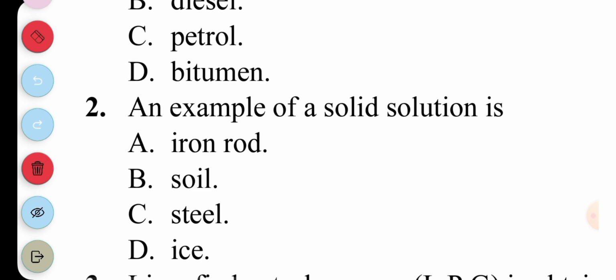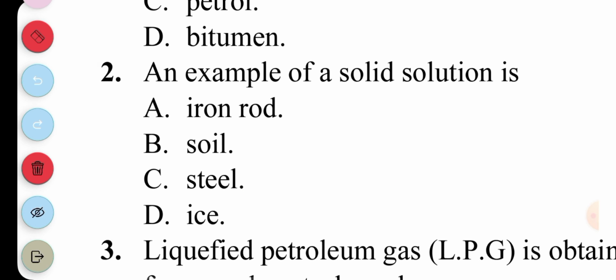Question 2. An example of a solid solution is A. Iron rod, B. Soil, C. Steel, D. Ice. The answer to question 2 is C. Steel. Steel is made up of iron and carbon, which are both solids.